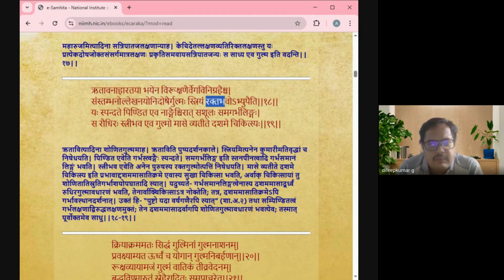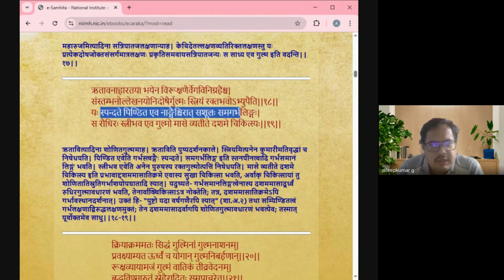Spandate pindita eva na ange chirat sashulam samagarbhalingam. Raktaja Gulma presents as if there is a fetus in the Garbhashaya. That is the presentation, but there are some differences. That is spandate pindita eva: the entire tumor or the fibroid or the lesion will pulsate.